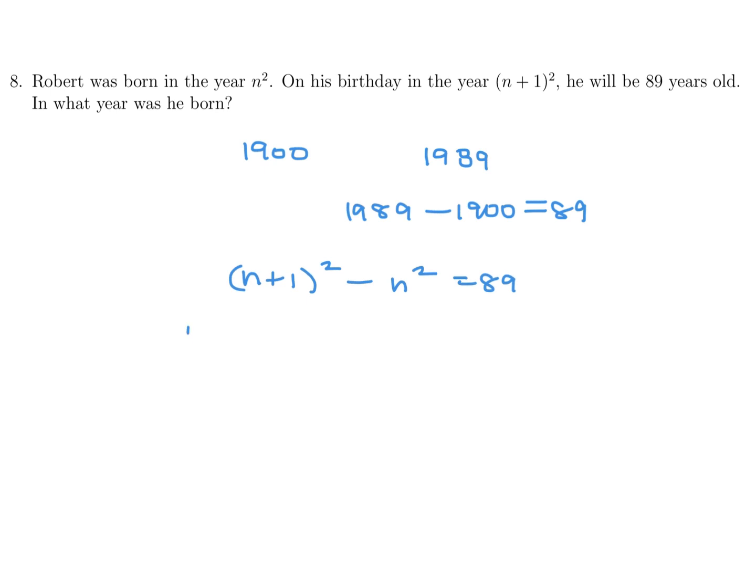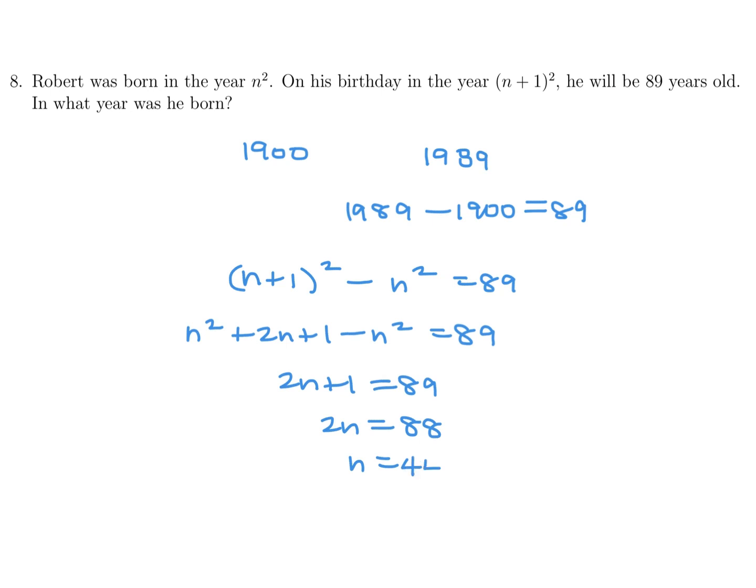Okay, so that's it. So I guess just expand this. So n squared plus 2n plus 1 minus n squared is 89. That means 2n plus 1 is 89. 2n is 88. And therefore n is 44. And therefore, in what year was he born? He was born in the year n squared. So n squared is 44 squared. And that is 1936.